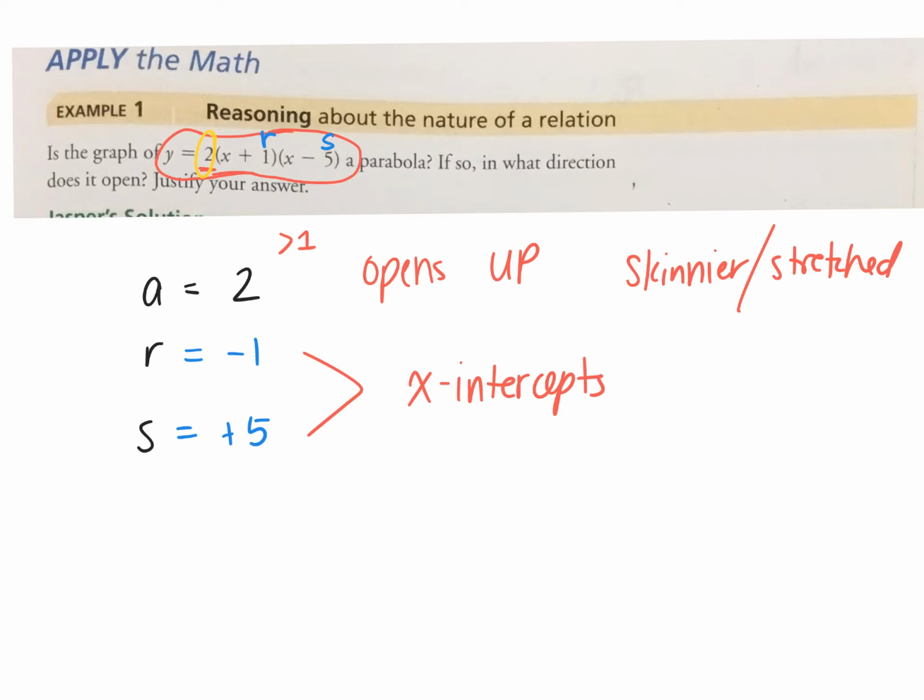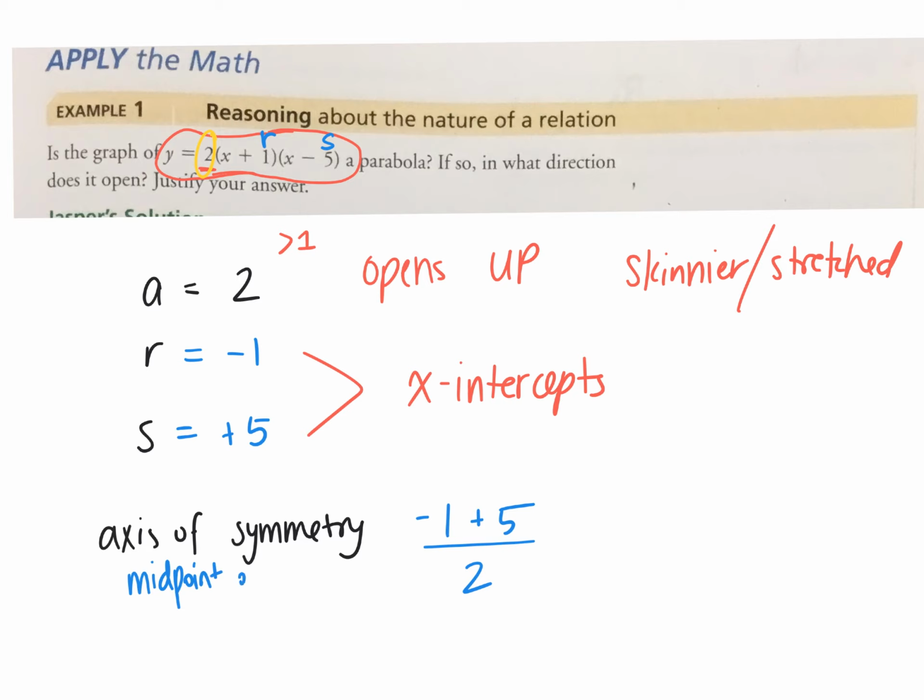Okay, so who can tell me right now what the axis of symmetry is? You can calculate it. The axis of symmetry is the midpoint of the x-intercepts, right? It's halfway between the x-intercepts. So find the axis of symmetry. Negative 1 plus 5 is 4. So the axis of symmetry is the midpoint of R and S, of the x-intercepts.